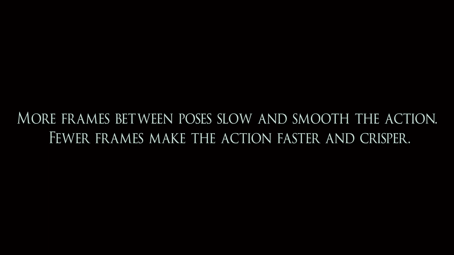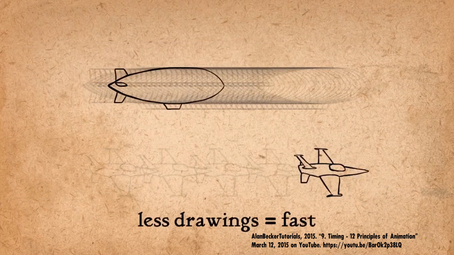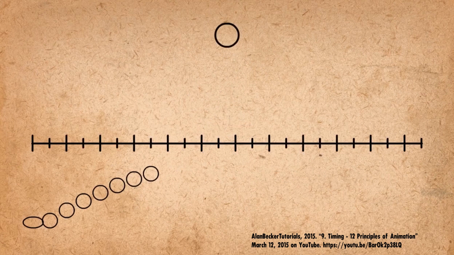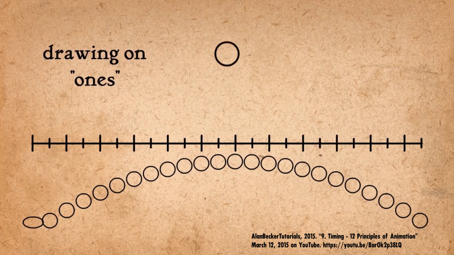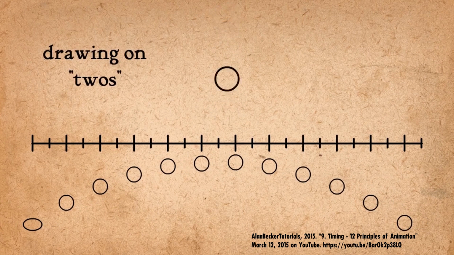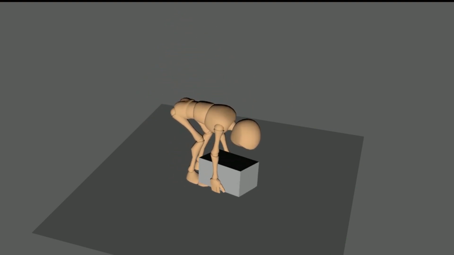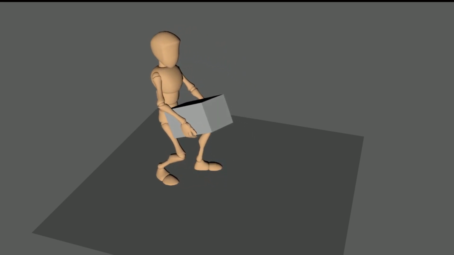Number 7. Timing. More frames between poses help slow and smoothen action. Fewer frames make the action faster and crisper. A variety of slow and fast timing within a scene adds texture and interest to the movement. Most animation is done on 2s, 1 action per 2 frames, or on 1s, 1 action per each frame. 2s are used most commonly, and 1s are used during fast camera movements and quick animation dialogue. Furthermore, timing allows a character to establish mood, emotion, and reactions to other characters or the situation.